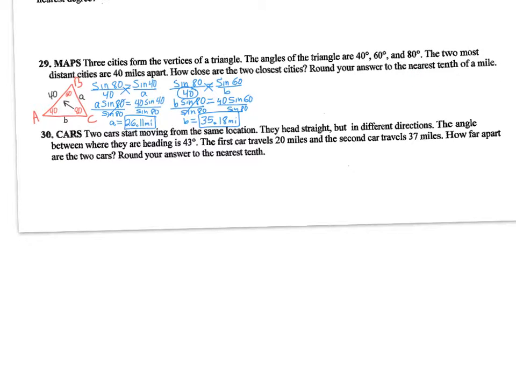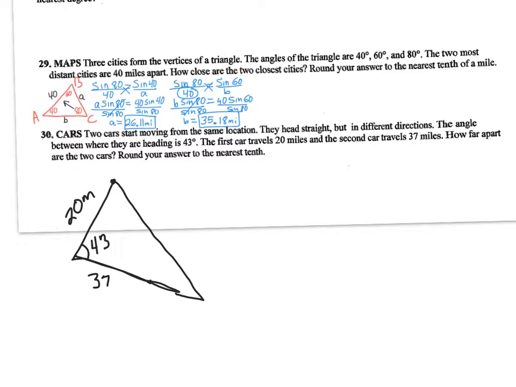Okay, so coming back to the cars. I have two cars, one that is going in one direction and travels 20 miles, and the other one is going in another direction and travels 37 miles, a little longer. Then the angle they form is 43. The question is, how far apart are these two cars?